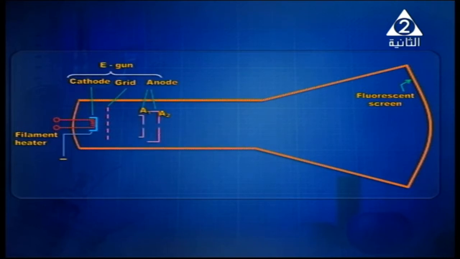All of these will form something we call the electron gun, and to deflect the electronic beam, the electrons emitted from the filament, we use electric fields produced by vertical plates and horizontal plates. So we've got Y plates and X plates. And I'll mention the function of each one of them right now.